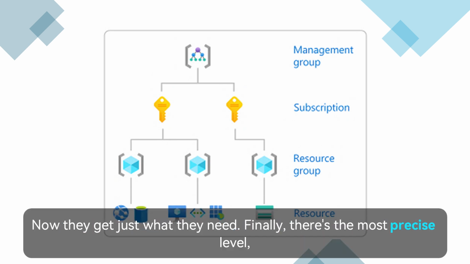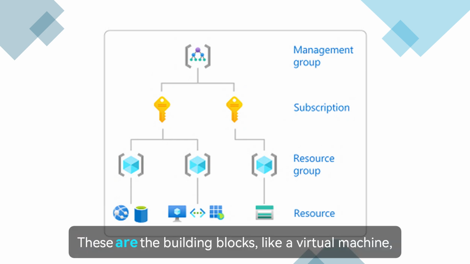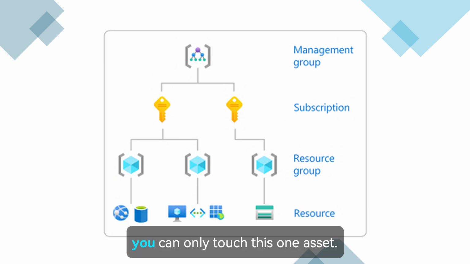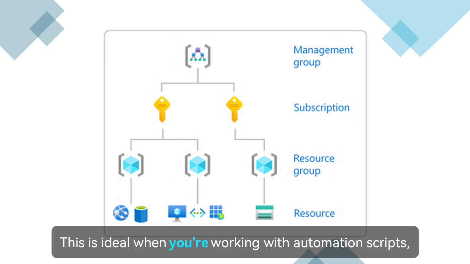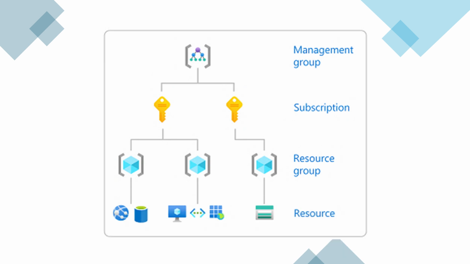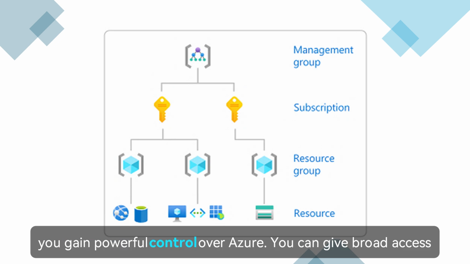Finally, there's the most precise level, the resource itself. These are the building blocks, like a virtual machine, a storage account, or a database. Assigning a role at this level is like saying, you can only touch this one asset. This is ideal when you're working with automation scripts, third-party vendors, or roles like DBAs who only need access to one resource.